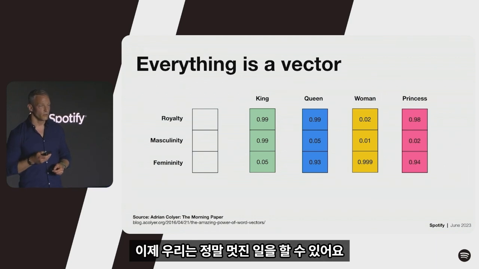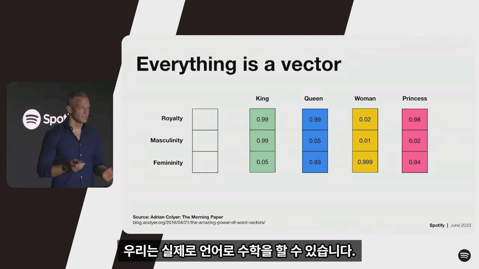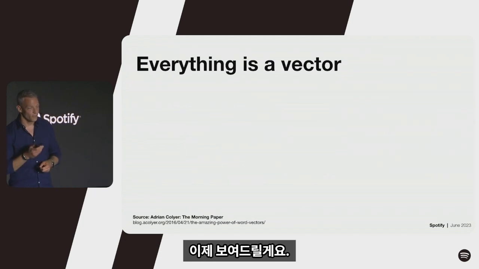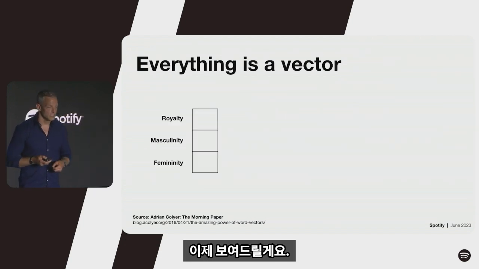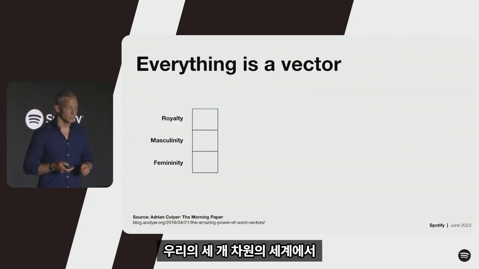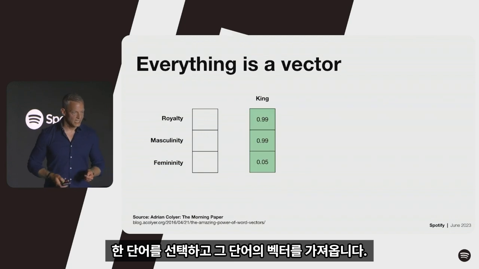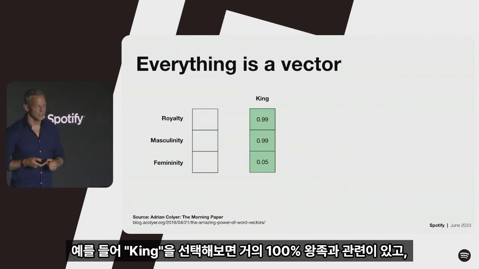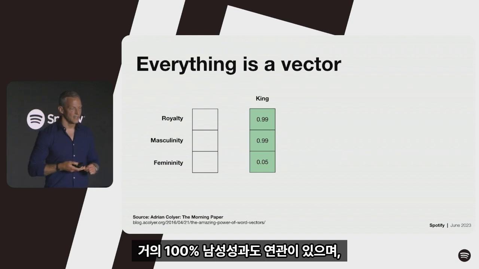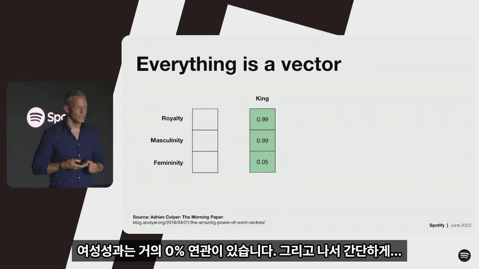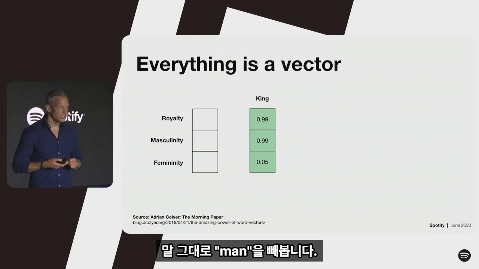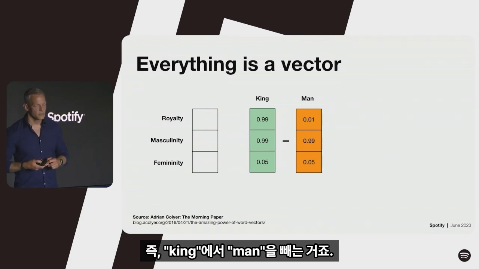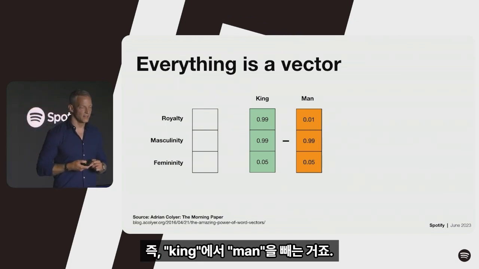Now we can do something really cool. We can actually do mathematics with language because they're represented as numbers. Let me show you. Now, we have our universe with the 3 dimensions. We take a word, we take the vector for that word. So we take king, which was almost 100% royalty, almost 100% masculinity, and almost 0% femininity. And then we simply, literally subtract a man. So we take a king and we subtract a man.